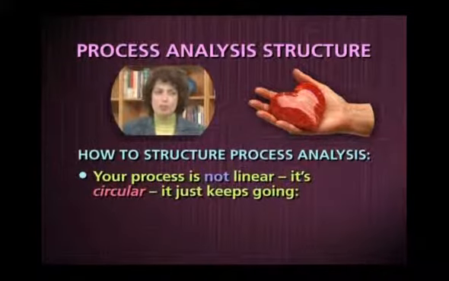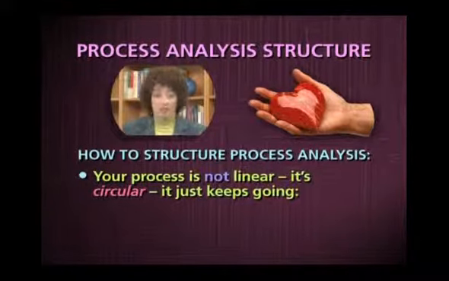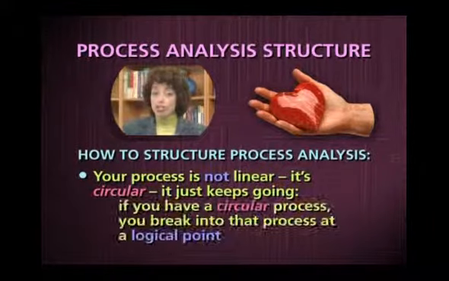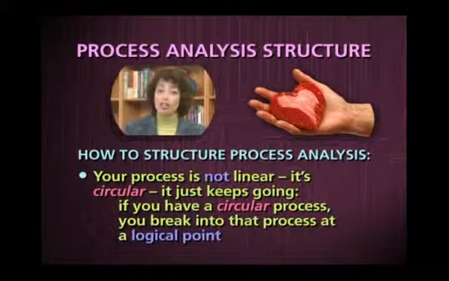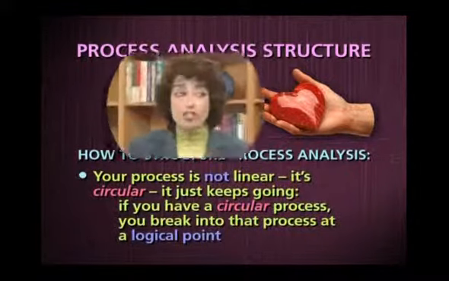But what happens if your process is not linear, if your process is circular, that it just keeps going? For example, circulation of the blood. It never stops. Well, if you've got a circular process, what you do is you break into that process at a logical point. With blood circulation, a logical point is probably with the heart. So you might start at the right ventricle or the left ventricle, break in, follow the blood all the way across the body, and then end. So in effect, what you're doing is taking your circle and opening it and making it into a linear process. So you've got beginning to end.